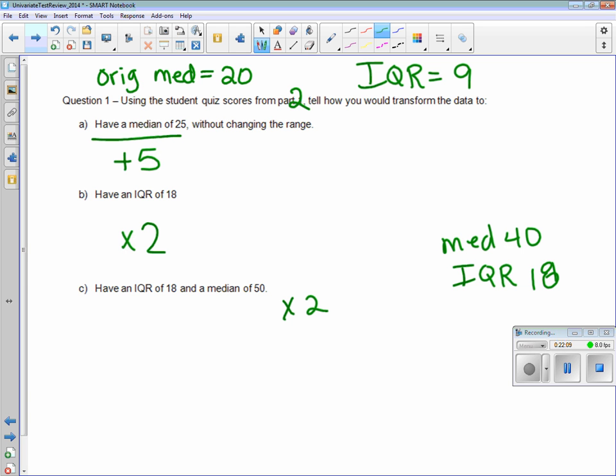Okay? So down here, once I've multiplied by 2, everything's affected. Now I want my median to change, because I have the right IQR, don't I? I want my median to change from 40 to 50, so now what do I need to do? Add 10. And that would be it. Okay? All right, next.